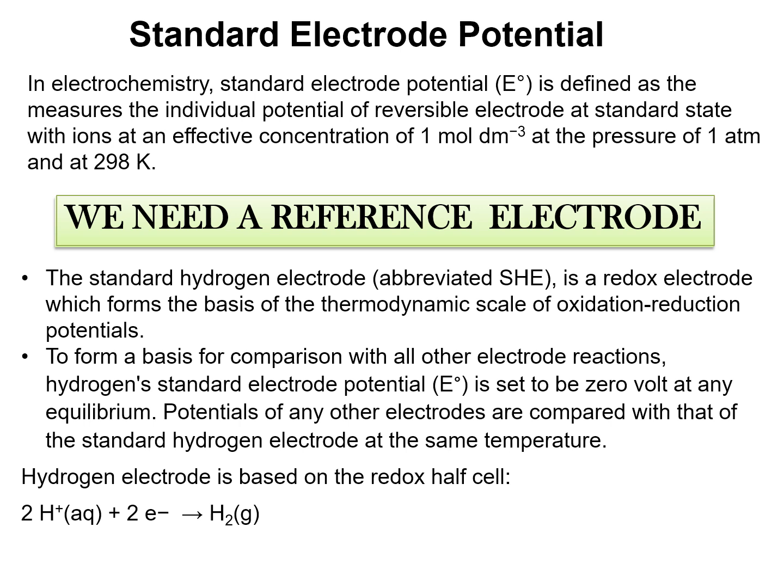Now, about the standard electrode potential or standard hydrogen electrode. To compare all electrode potentials, we need a reference electrode, and the standard hydrogen electrode or SHE is assigned a standard potential of 0 volt.